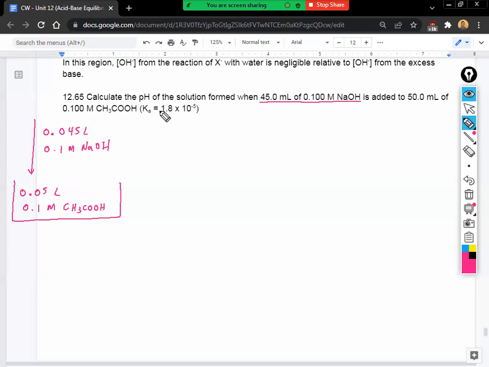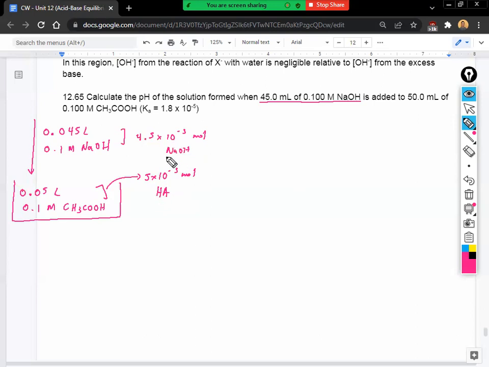Okay, guys, so the moles should have been really easy to find. For your base, you should have gotten 4.5 times 10 to the negative 3 moles of NaOH. And for your acid, you should have gotten 5 times 10 to the negative 3 moles of your acetic acid. I'm just going to write HA, because that's a long formula. All right, so far so good?